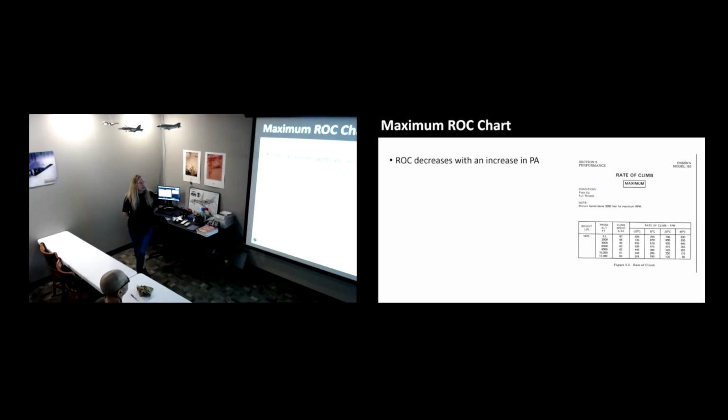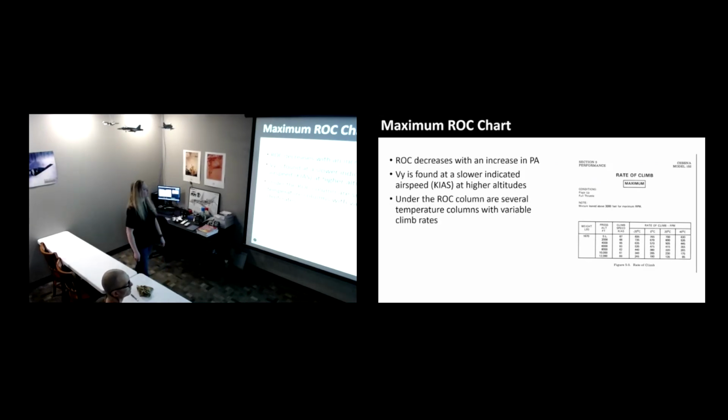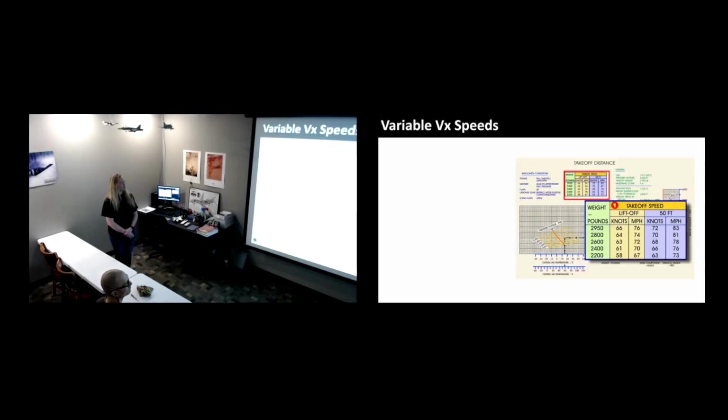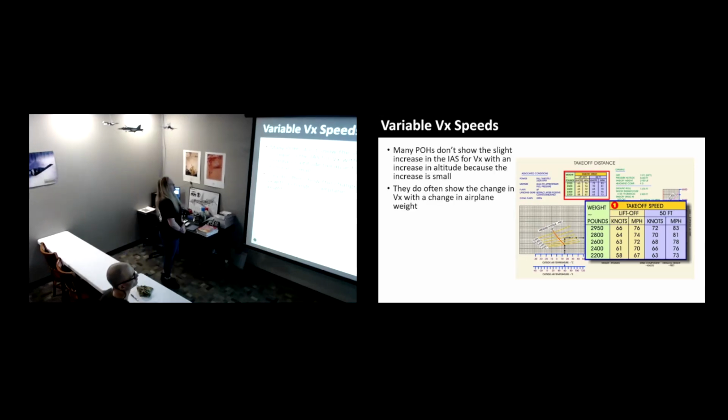Rate of climb decreases with an increase in pressure altitude. Vy is found at a slower indicated airspeed at higher altitudes. Once again, this chart is nowhere in this book, okay? So it's not something you're going to use for the written. It's good to know that this stuff changes, but it doesn't change a whole lot. We haven't looked at how to use those charts, but we will. And then you can look at any chart and read any chart. They don't show that change in airspeed.